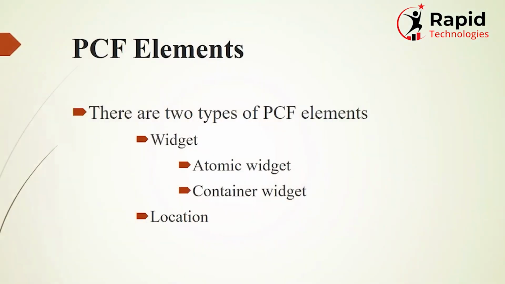Now coming to PCF elements. In Guidewire, each PCF file consists of a set of elements. For example, buttons, pop-ups, list view, detail view, etc. There are two types of PCF elements, location and widget. Widgets are again of two types, atomic widget and container widget. Now let's start with atomic widget.